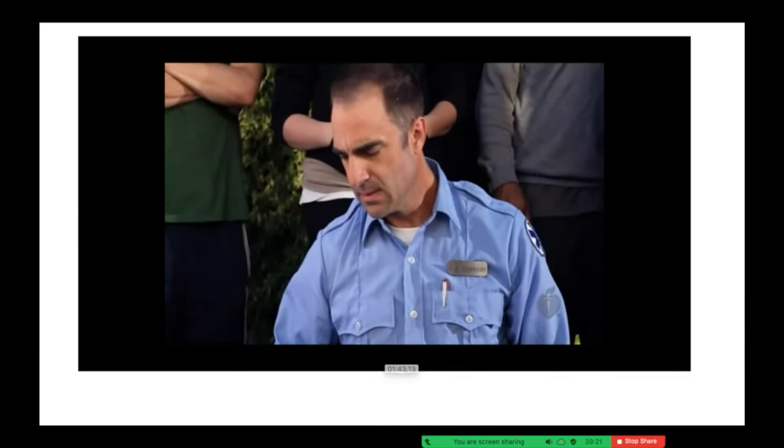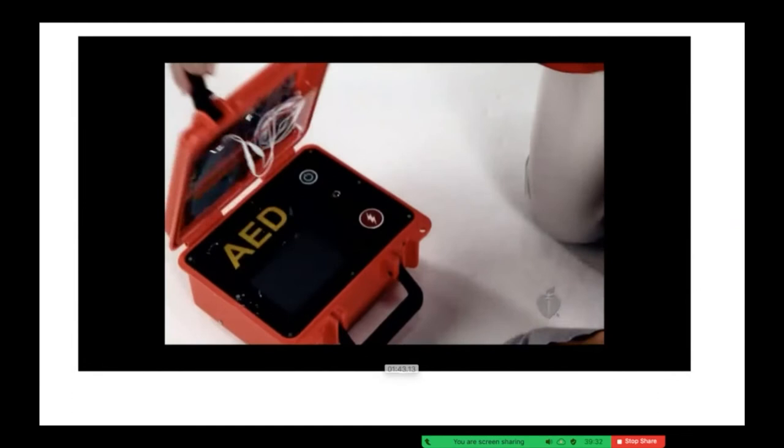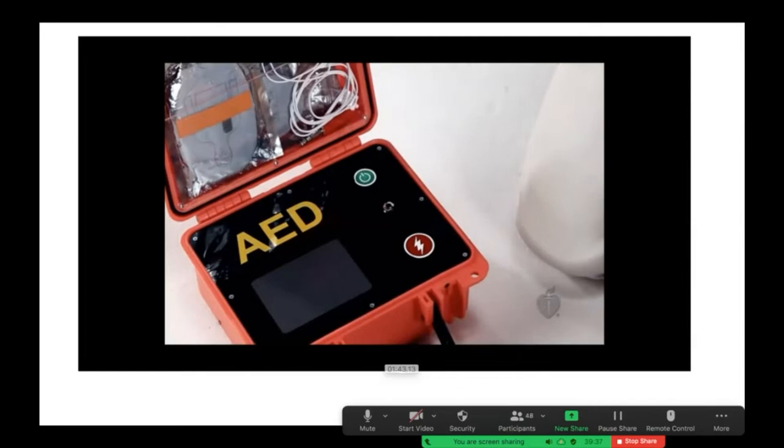Although AEDs may differ slightly, there are four universal steps for operating an AED. First, turn on the AED. Open the carrying case or the top of the AED, then turn the power on. Some devices will power on automatically when you open the lid. The AED will guide you, but it's still critically important that you know these steps.